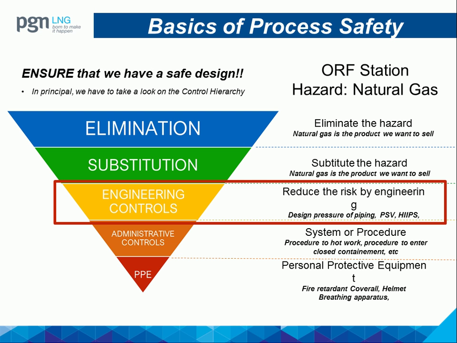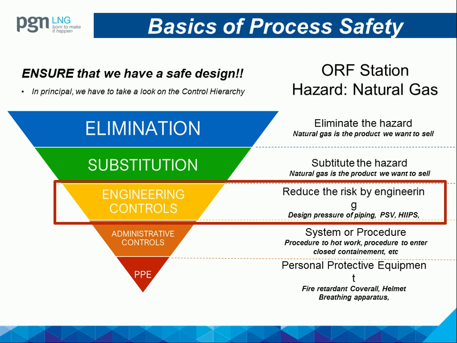We can also put pressure safety valves or pressure relieving valves on the equipment to ensure that if in any case there is an overpressure on the system, you can mitigate it not to burst or leak. The hazard itself, in this case the natural gas, will be directed to a safe location, either vent or flare. And there are many other examples that we can do on the engineering control.